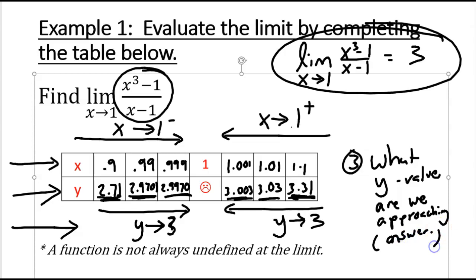Now, it has to be approaching the same y value from both sides. So if it's not approaching the same y value from both sides, well, then we have a problem, and we'll talk about that. But there it is.